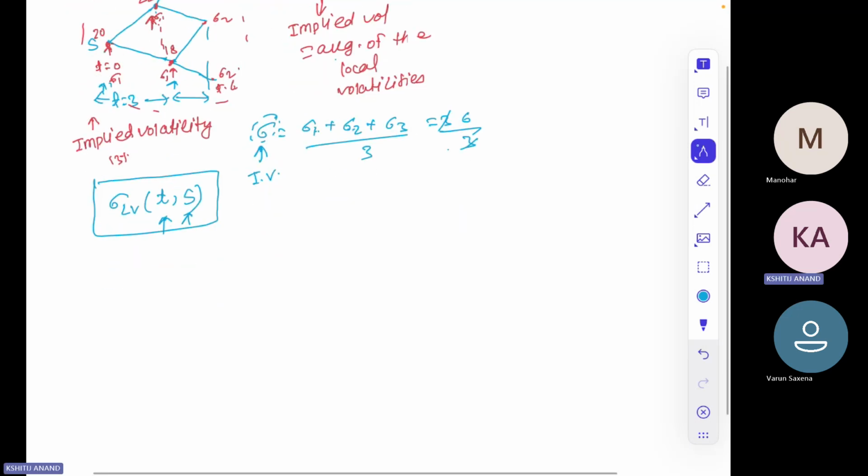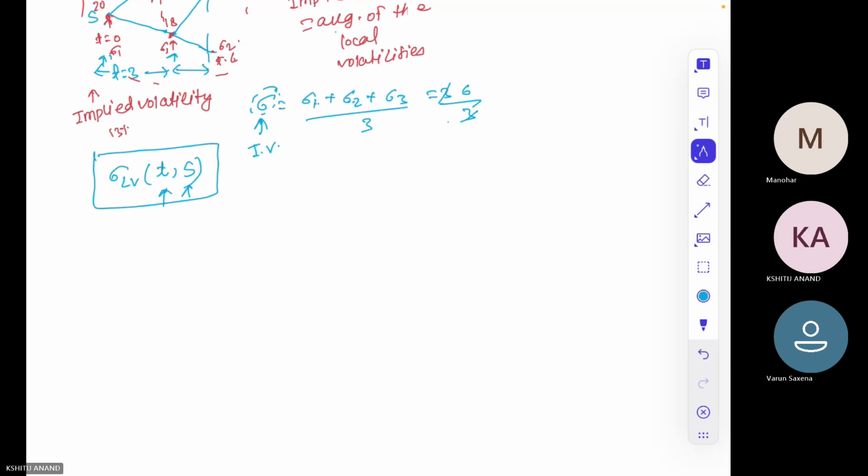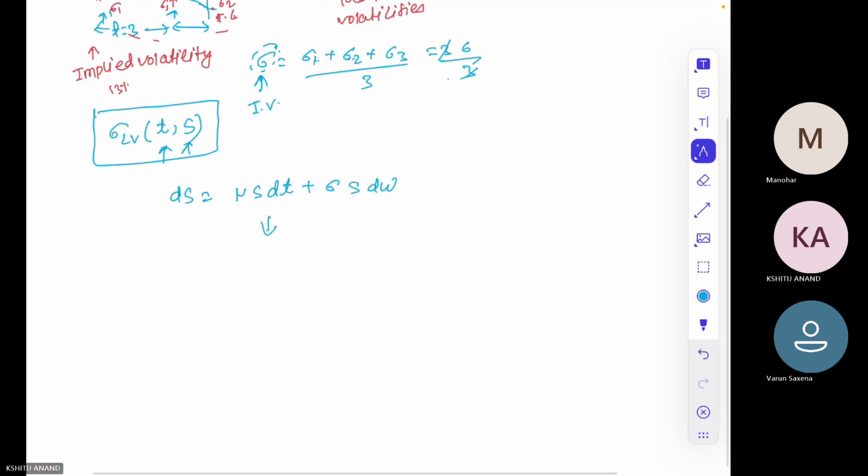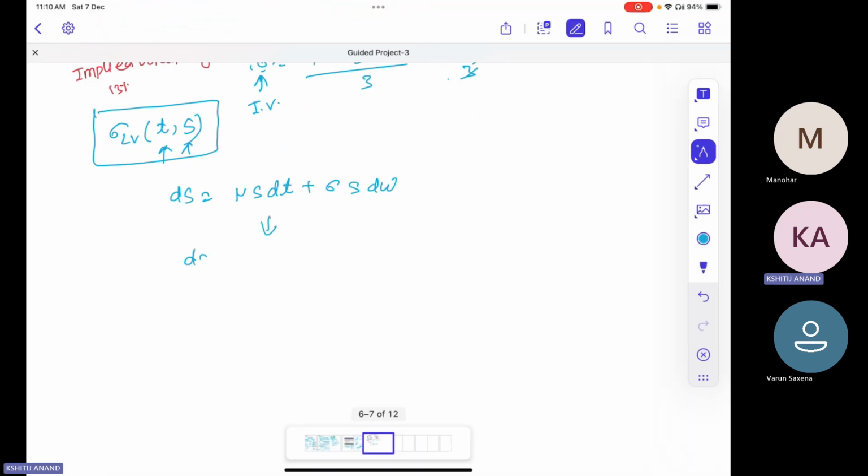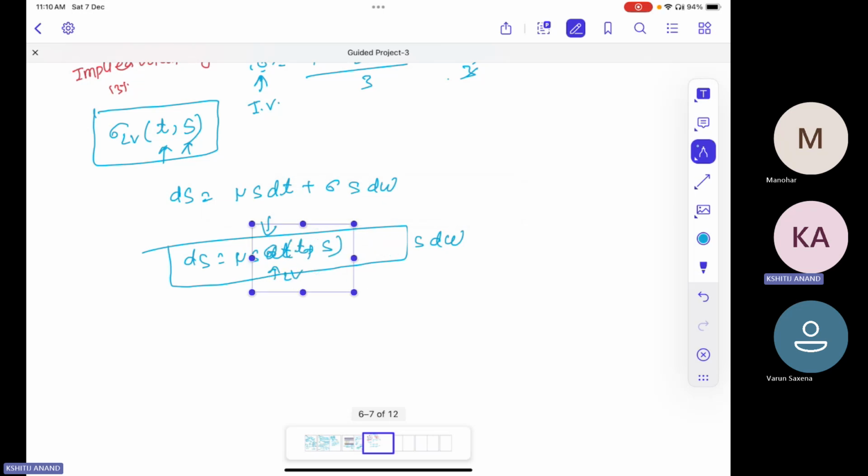So how does our model change? That is the question. Earlier, our model was dS = mu S dt + sigma S dW. This was our model that we were feeding into the Black-Scholes model, where mu and sigma were constant. Please keep it in mind. But now this sigma changes to sigma as a function of T and S, and then S dW, where this is the local volatility and not the constant sigma that we observe.